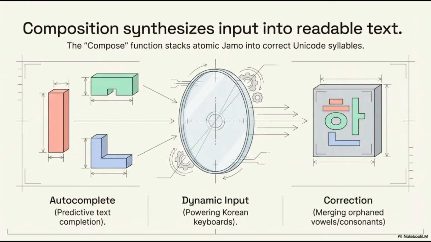Composition synthesizes input into readable text by utilizing a specific compose function. This function is responsible for stacking atomic jamo, the building blocks of the Korean script, into correct Unicode syllables. As illustrated, individual components are processed through a dynamic input system that powers modern Korean keyboards. This mechanism does more than just assemble characters. It facilitates autocomplete through predictive text completion and manages correction by automatically merging orphaned vowels and consonants. The final result, as shown with the syllable han, demonstrates a seamless transition from raw input to finished, structurally accurate text.